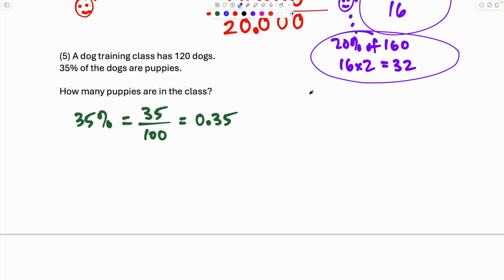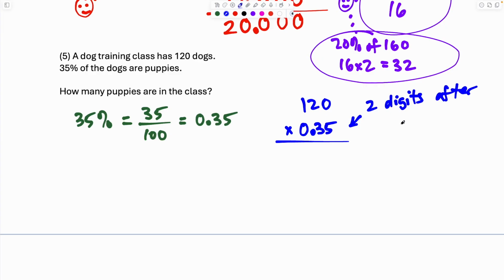And from here, we could just multiply 120 times 0.35. But I'm only going to multiply by the 5 and the 3 here. The 0 before the decimal, I'm not going to worry about. And over here, once again, I notice that there are 2 digits after the decimal. Okay, so there's 2 digits after the decimal. So we're going to have to pay that back at the end. So 5 times 0 is 0.